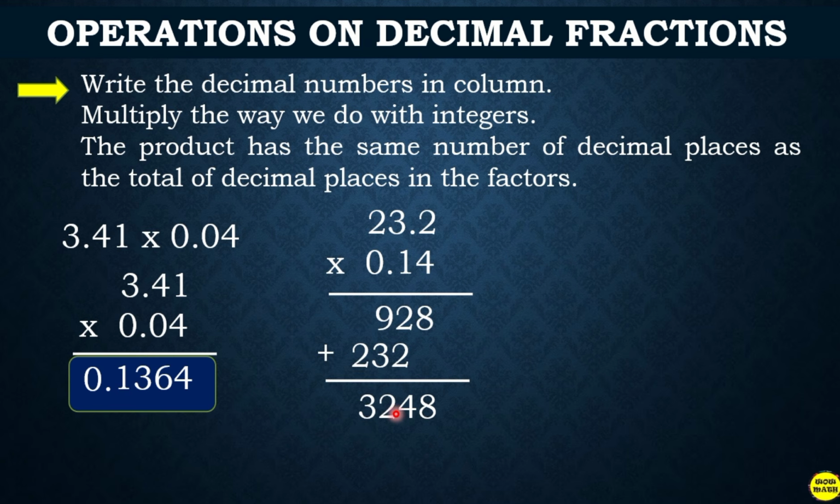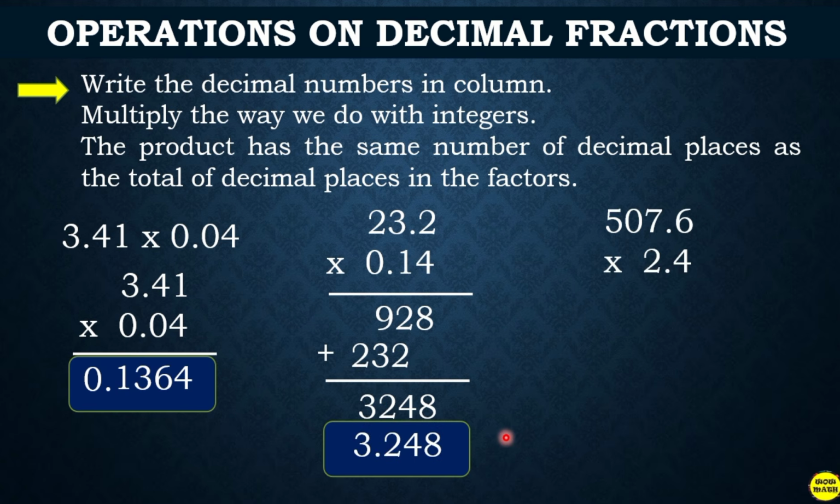Okay, this is not yet your final answer. Bilangin natin ang decimal places. So, ito yung decimal point natin, 'di ba? So, lahat ng nasa right niya, yun ang bibilangin natin. So, 1, 2, 3. So, ibig sabihin, from here, 1, 2, 3. So, dapat nandito ang decimal point niya. Ayun siya. Okay, so our answer is 3.248. Let's have the last one.